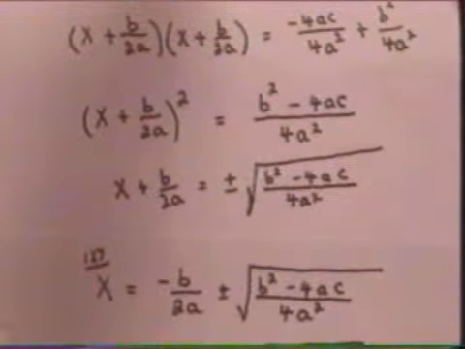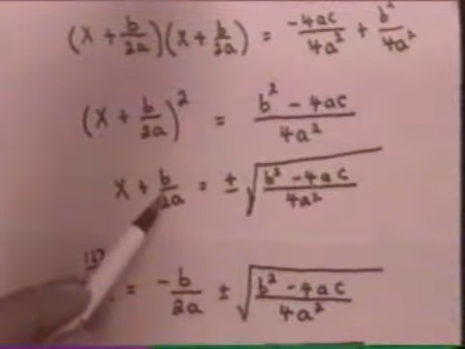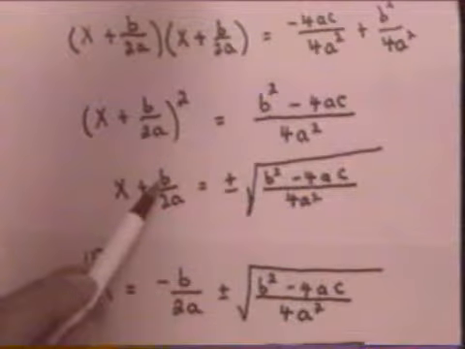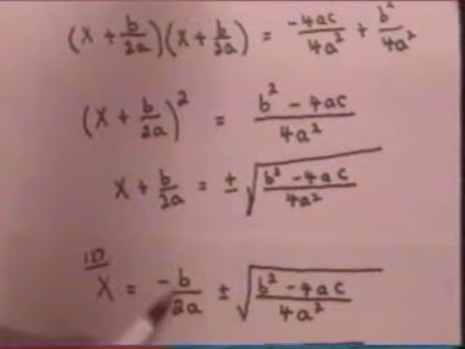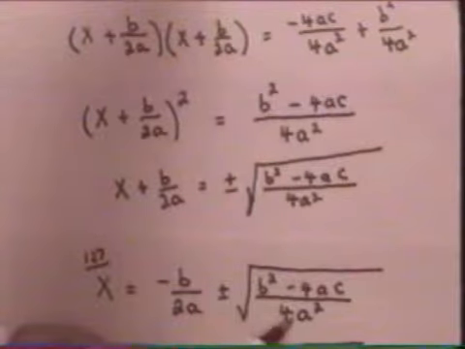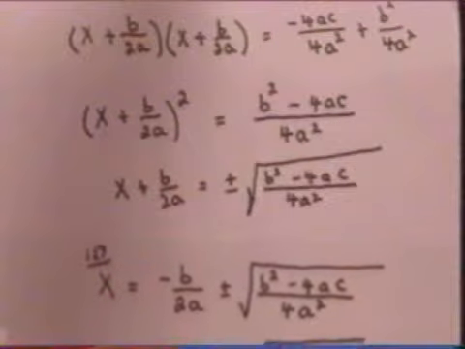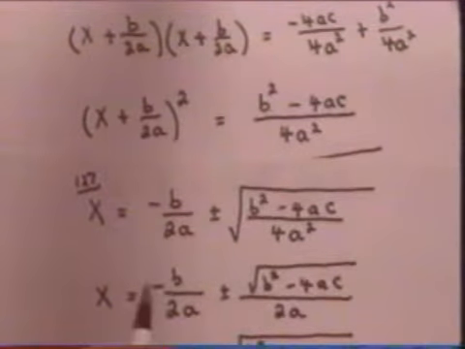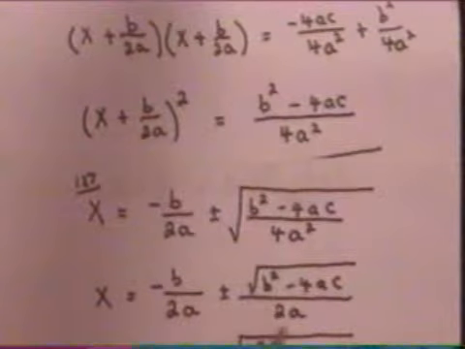Now, what I need to do is to add a negative b over 2a to both sides. If I add it to the left side, I simply will cancel out this b over 2a and be left with x. If I add it to the right side, I'll have a negative b over 2a plus or minus the square root of b squared minus 4ac all over 4a squared. Now what I need to do is to take the square root of the 4a squared. And I can write it as the opposite of b over 2a plus or minus the square root of b squared minus 4ac over 2a. The square root of 4a squared is 2a.